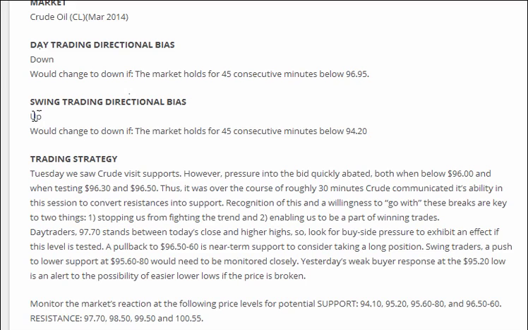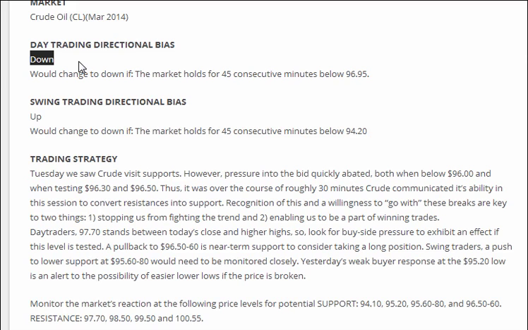So bigger picture, we were still more of an up bias, and then the shorter term traders might be looking more for short positions heading into the day. Now, what do you do when that's the situation? Well, one is you could wait until both of them are in alignment, or just avoid that market in general. That's one way to do it.